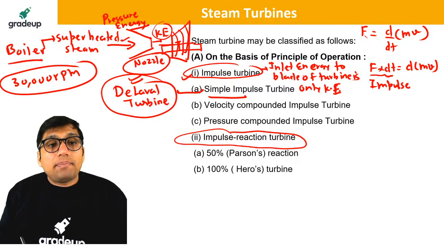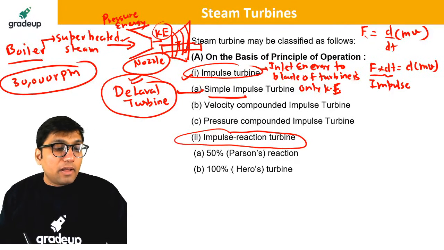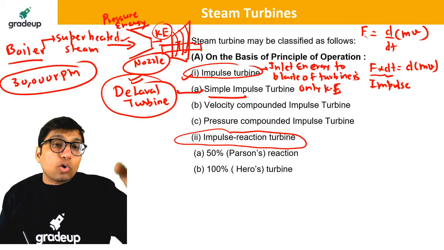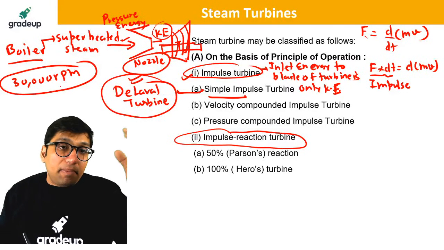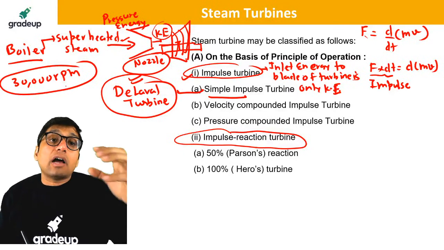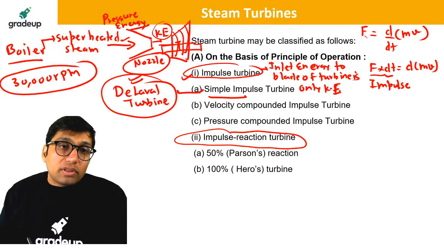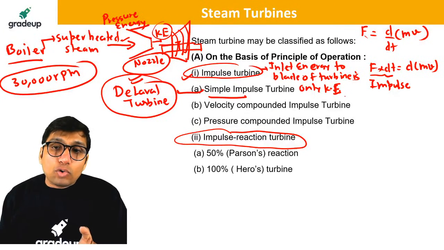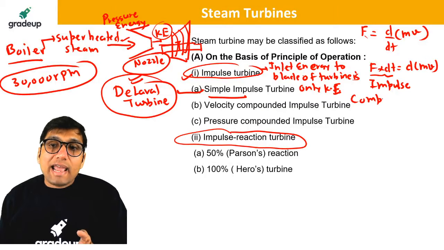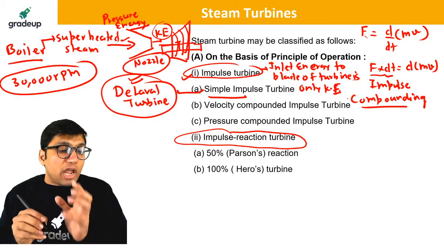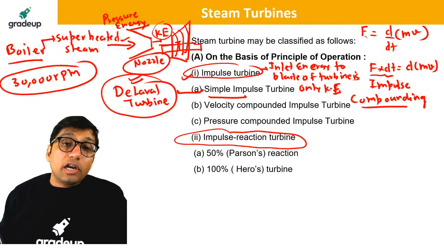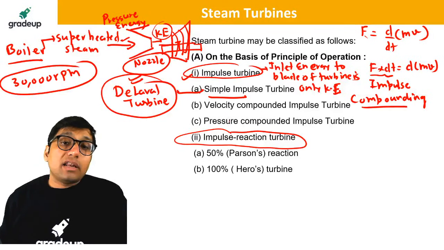This much high speed will be given to the blades of the turbine, but the blades are not meant to rotate at this much speed. Blades of the turbine are meant to rotate at 3000 rpm. So that is why in a simple impulse turbine we have to do compounding. Why is compounding done? Compounding is done in order to reduce the rotational speed of the blades of the turbine and to reduce the loss of kinetic energy.